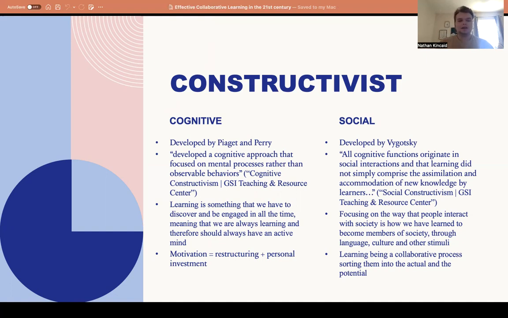And this comes from the Cognitive Constructivist Institute, the GSI Teaching and Resource Center, which is a wonderful resource. If you ever are interested, you can go there and they have a bunch of wonderful resources for collaborative learning.